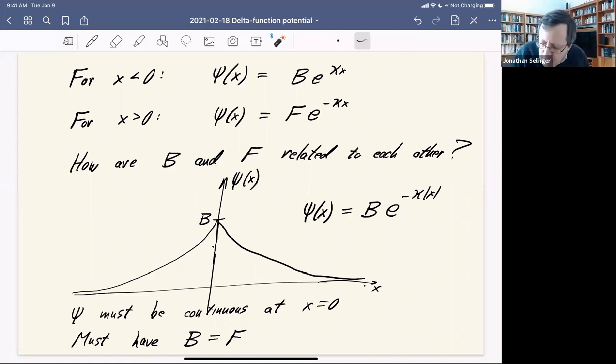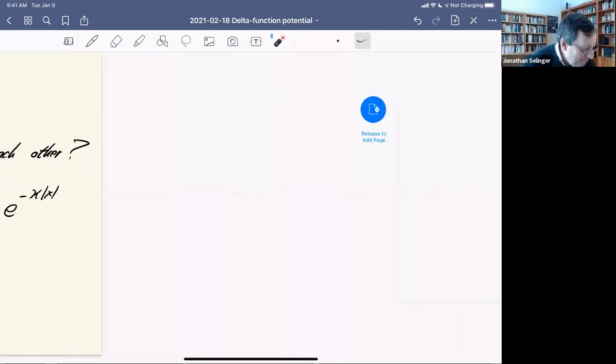We have this form for the wave function on both sides of x equals 0. Okay? But you'll notice that we still haven't used the delta function, right? I said that we're solving this delta function potential, but I still haven't done anything with the delta function. Okay, so now that we have this much of the solution, let's go back to the Schrodinger equation that actually has a delta function in it.